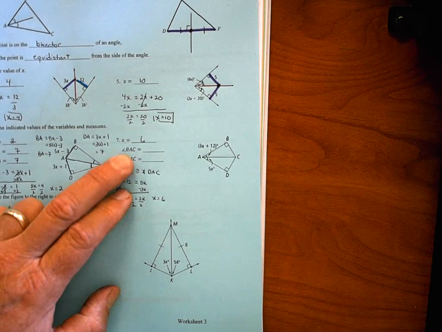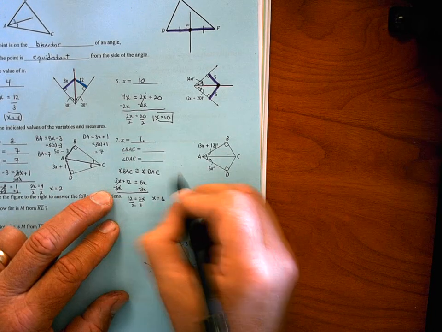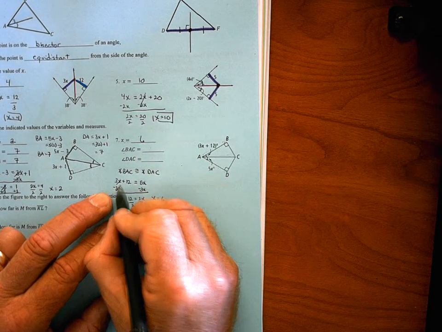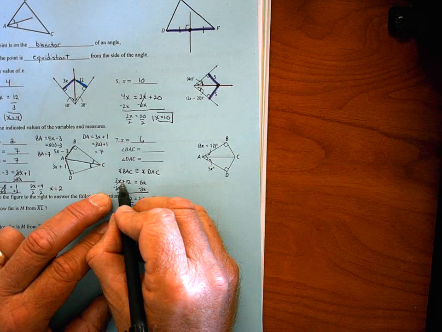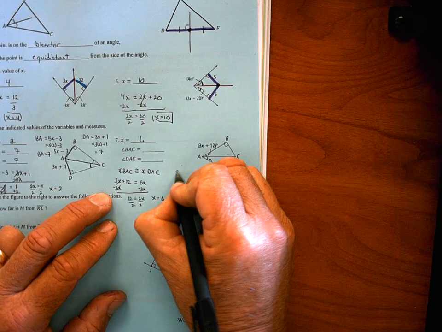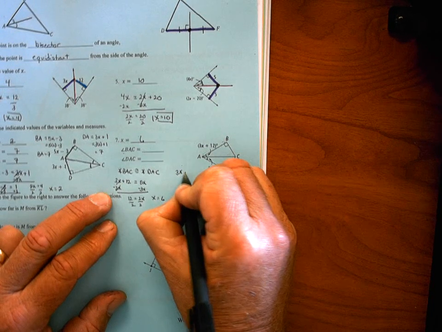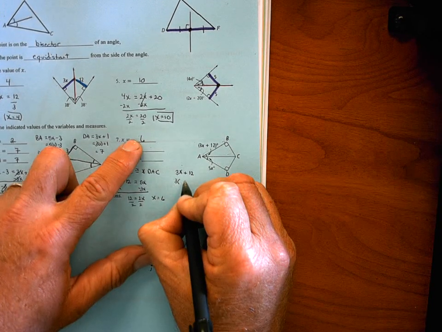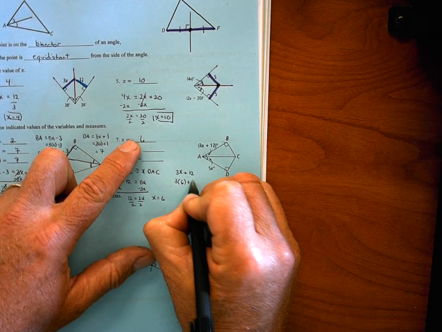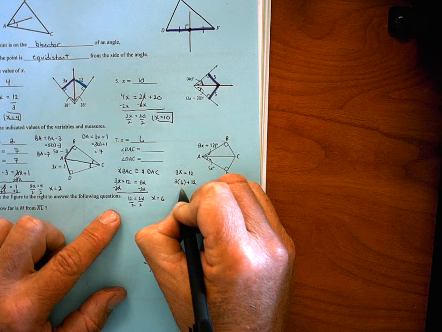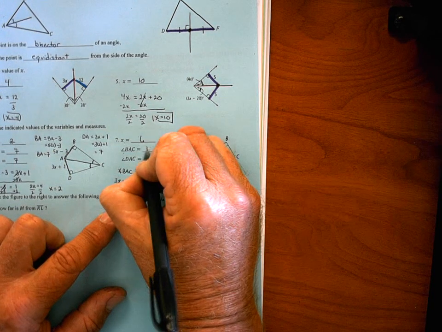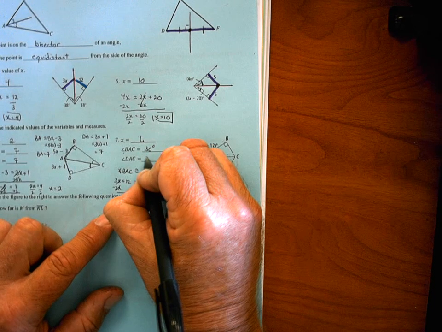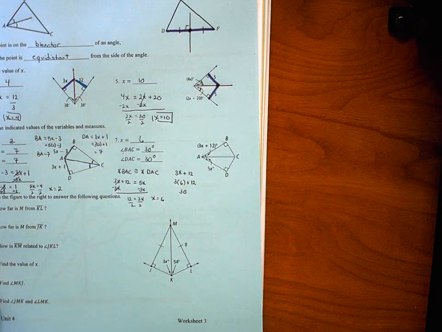Okay, now to find the measure of angle BAC, notice BAC is represented by the expression 3x plus 12. So I substitute 6 in the place of x. 3 times 6 is 18. 18 plus 12 is 30. So both of these angles are going to be 30 degrees. All right. Okay, moving on.